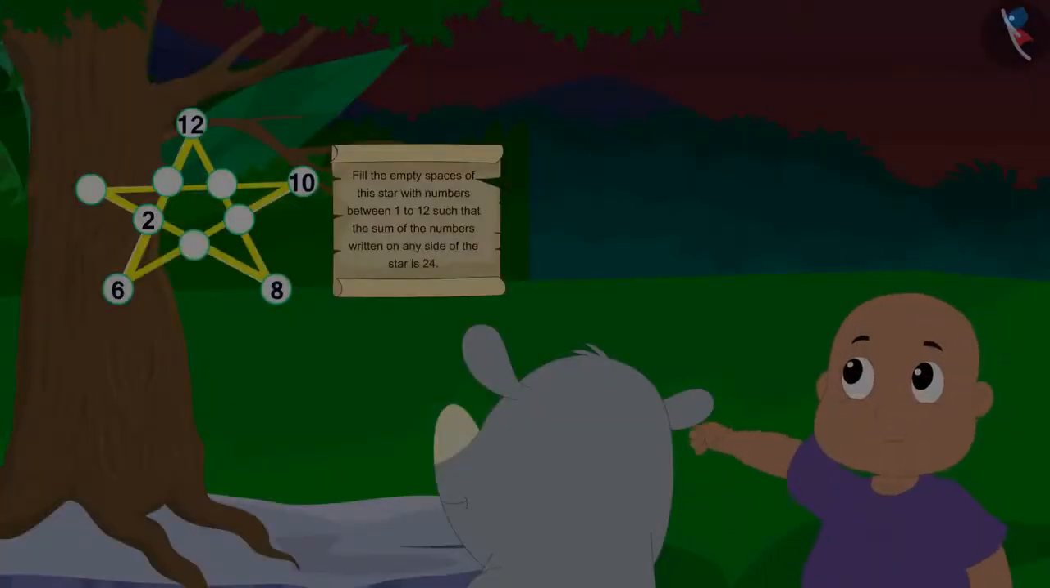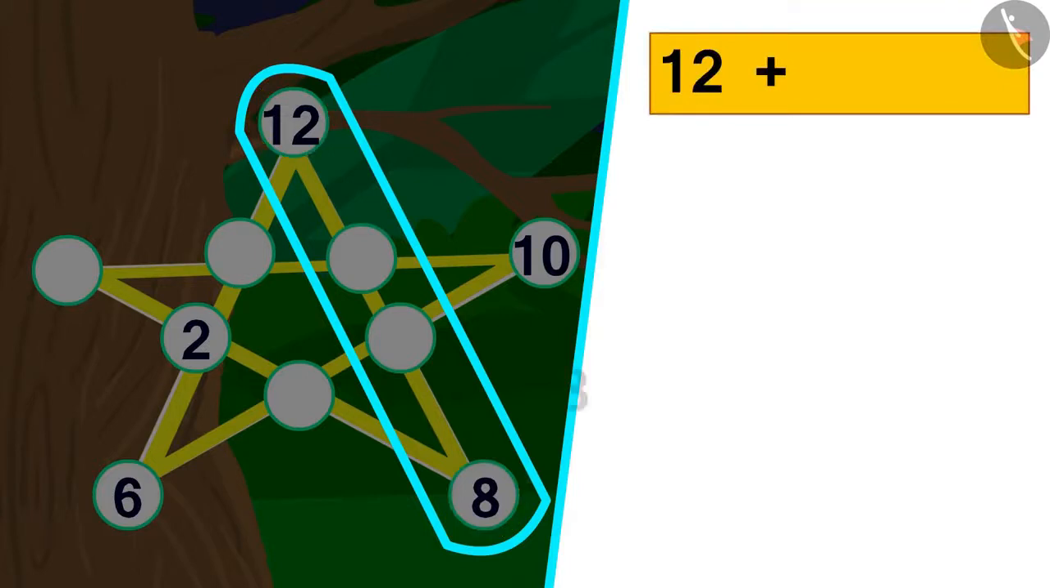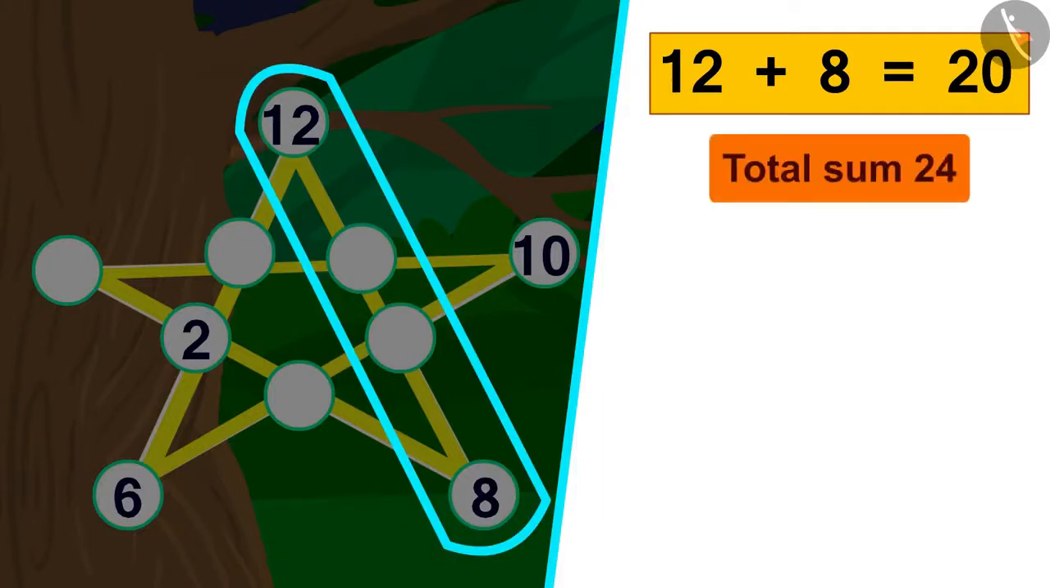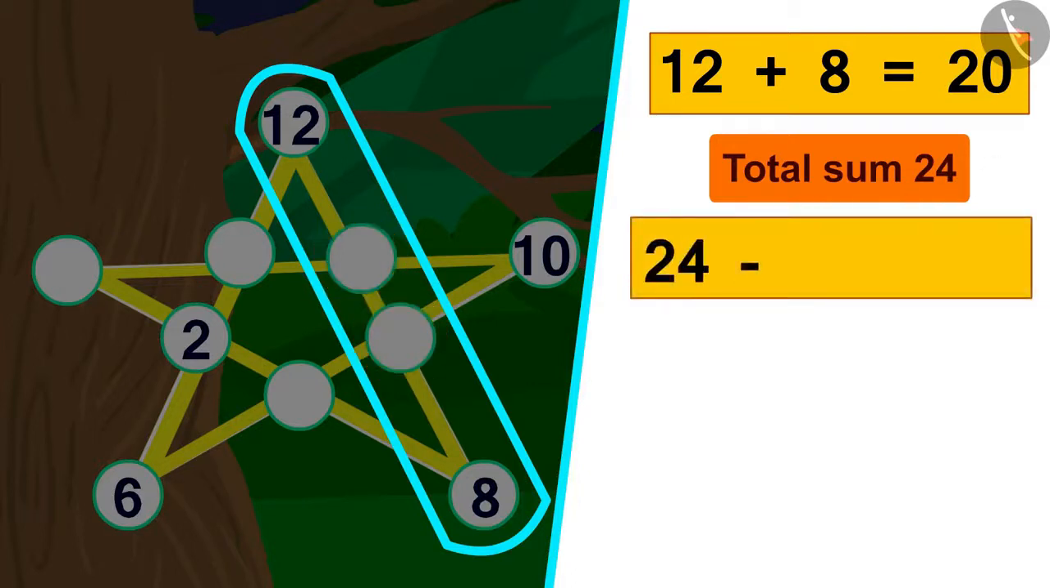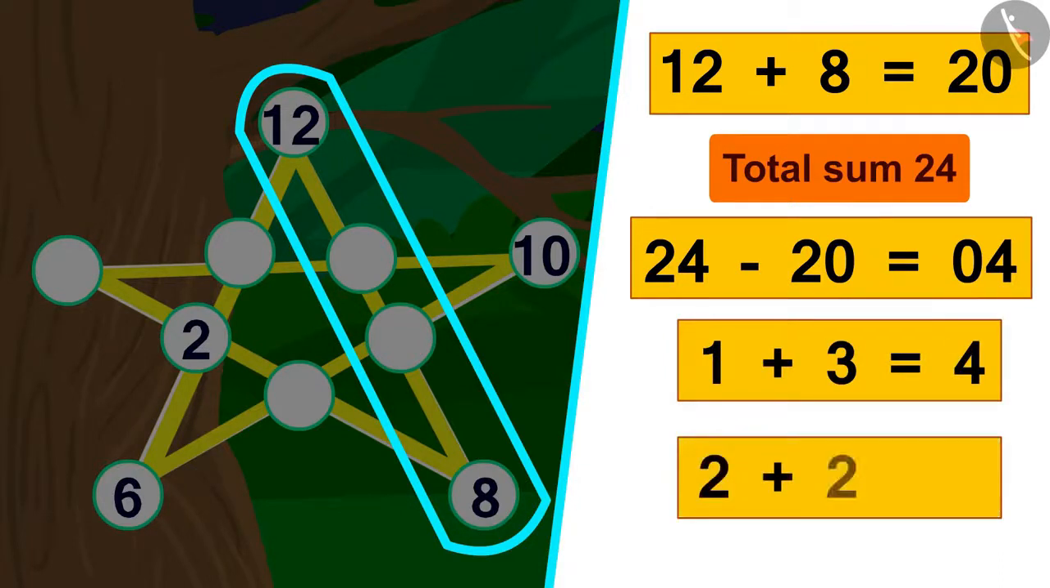Look, uncle, on this edge there are two numbers, 12 and 8 are already written. If we add these two numbers, the answer will be 20. Now, the total addition of this edge should be 24. This means that in these two spaces, we have to write numbers whose sum is 20 less than 24, or 4. We can write 4 by adding 1 to 3 and by adding 2 to 2.